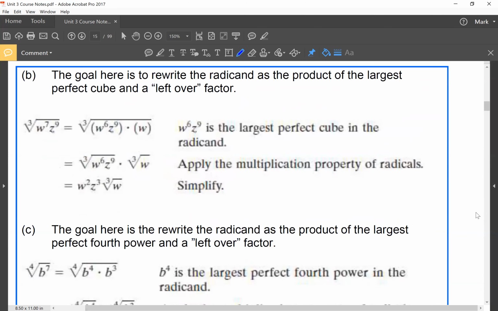So what about question number B? The goal here is to rewrite the number under the root sign as the product of the largest perfect cube and then what's left over. Now, why the largest perfect cube? Well, this is the cube root.